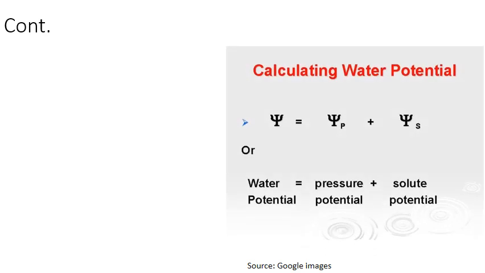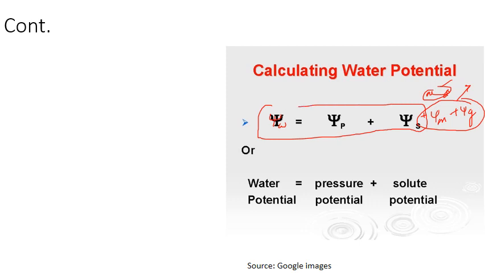Next, if we want to calculate water potential, we can calculate by using this equation. So this is psi W, which is water potential. It is equal to psi P, that is pressure potential, and solute potential. In addition to this, we can also add the values of psi M, that is matrix potential, plus psi G. But the value of these two parameters is negligible, so we can ignore them. So finally we can calculate by using this equation, that is psi W is equal to psi P plus psi S. So here water potential is equal to pressure potential plus solute potential.